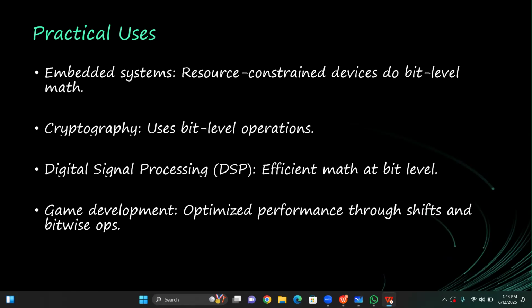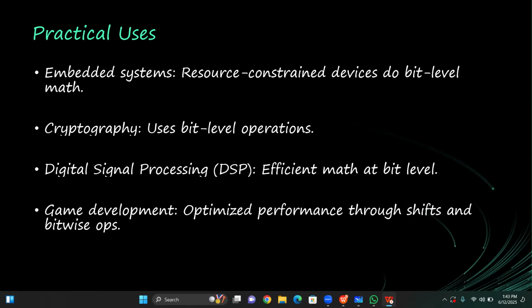Don't worry. Maybe game development: optimizing performance through shift and bitwise operations. For the people who would want to go into game development, you would actually be doing something we call bitwise operations. So you need to understand how these things work, how these operations on bits work.